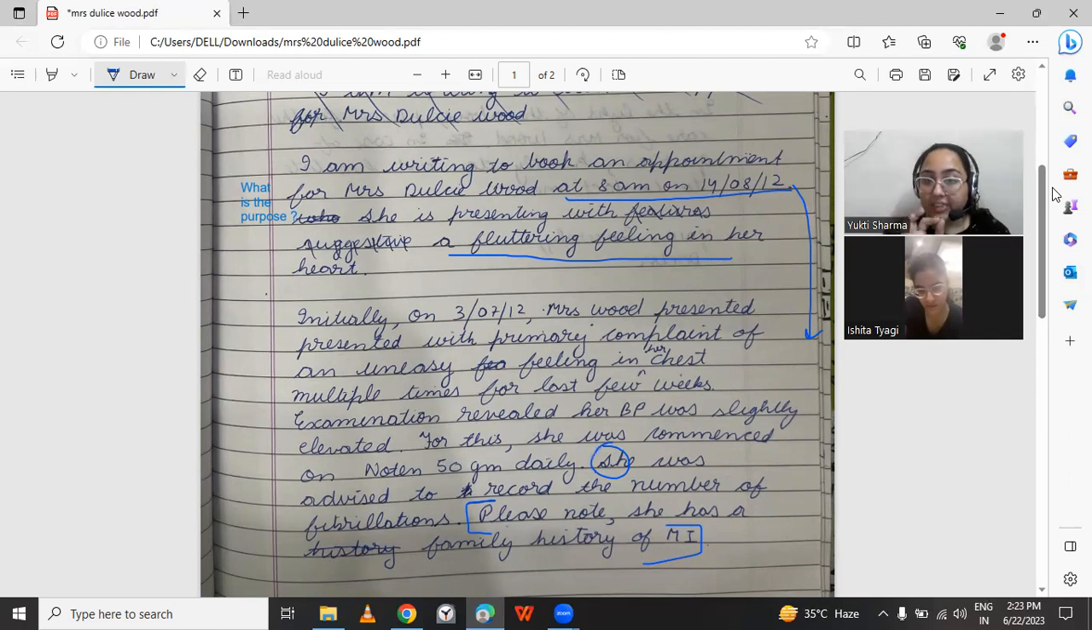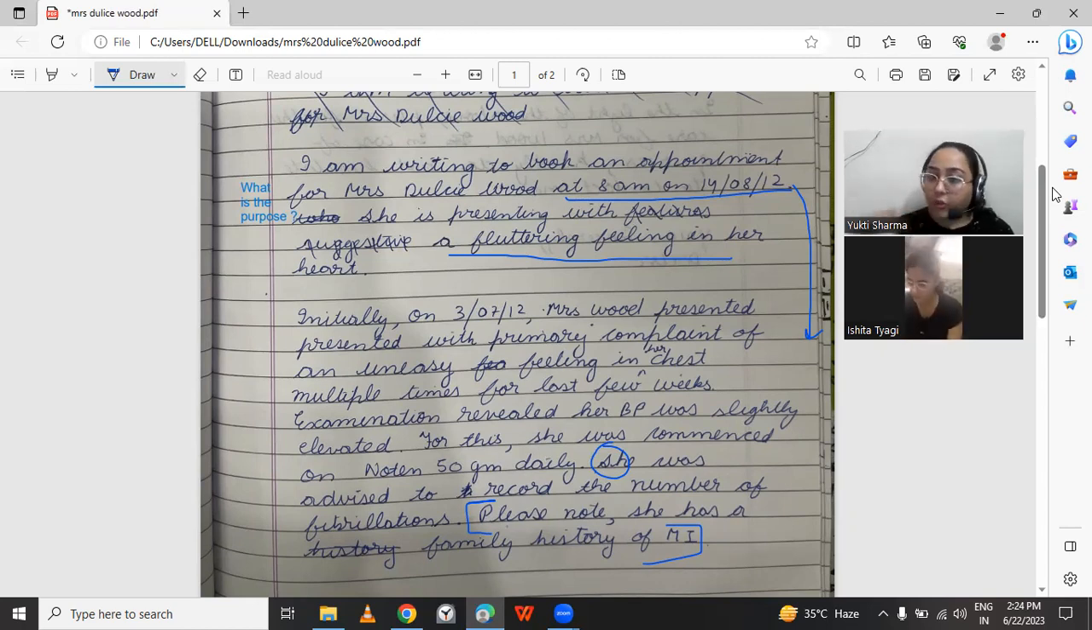I am writing to refer Mrs. Dulcie Wood for further assessment of her condition, or for further assessment and management of her condition, as she is presenting with signs and symptoms. Instead of presenting, you can use demonstrating, exhibiting, showing, anything. So she's presenting with, she's demonstrating, she's exhibiting signs and symptoms indicative of or consistent with arrhythmia, heart arrhythmia.